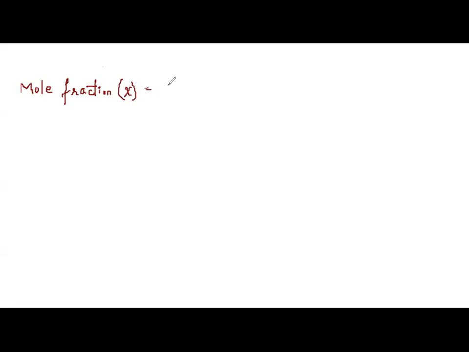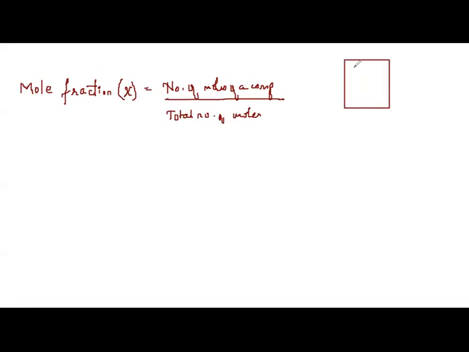It is nothing but the number of moles of a component divided by the total number of moles. This is mole fraction, yes or no? So suppose I have a mixture of two components, A and B. How do I write the mole fraction of A? Mole fraction of A is equal to number of moles of A upon total number of moles, number of moles of A plus number of moles of B, correct?